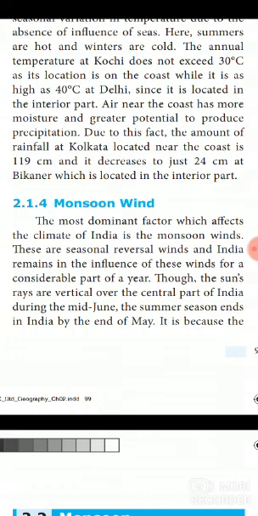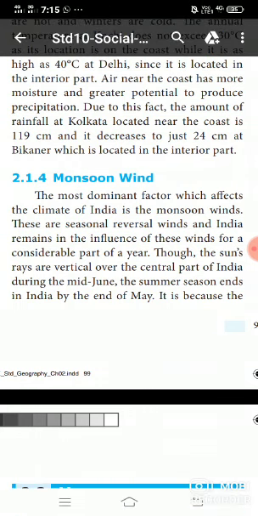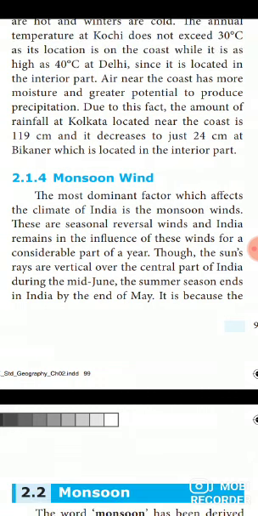Okay, the most dominant factor which affects the climate of India is the monsoon winds. These are seasonal reversal winds, and India remains in the influence of these winds for a considerable part of a year. Though the sun rays are vertical over the central part of India.